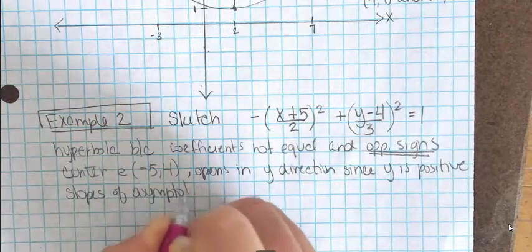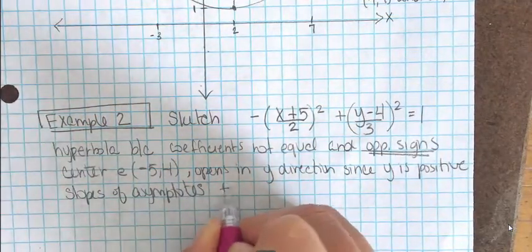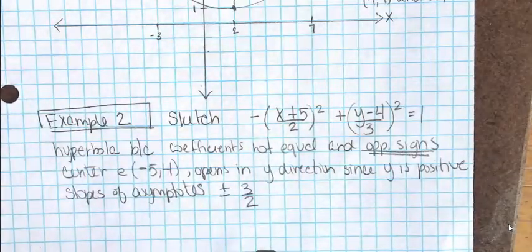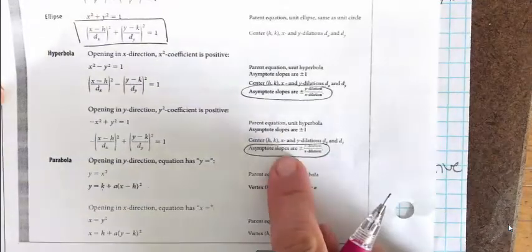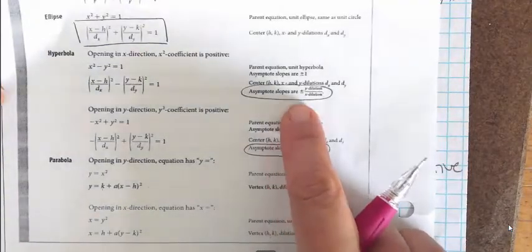Slopes of the asymptotes, positive and negative 3/2. Okay, and that again was right here. We circled that on our notes. Both of them, they're the same.